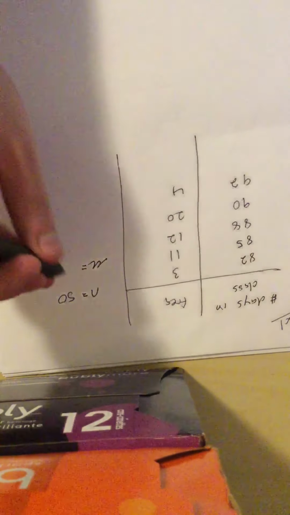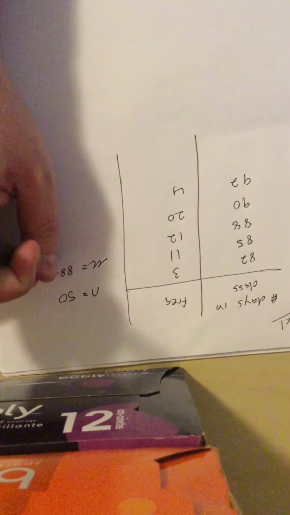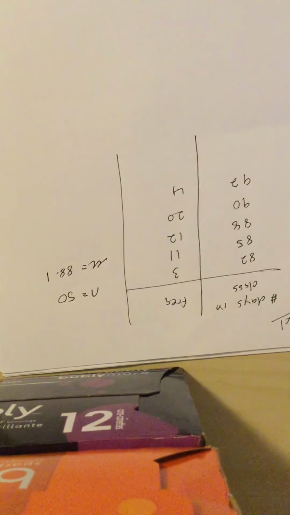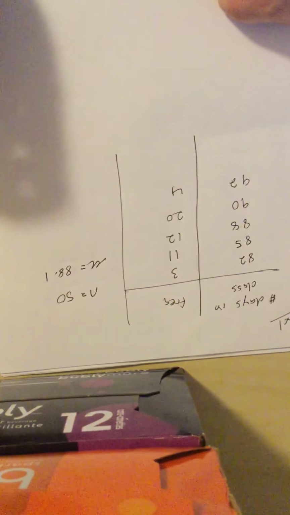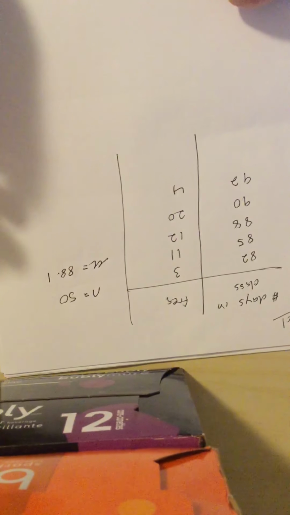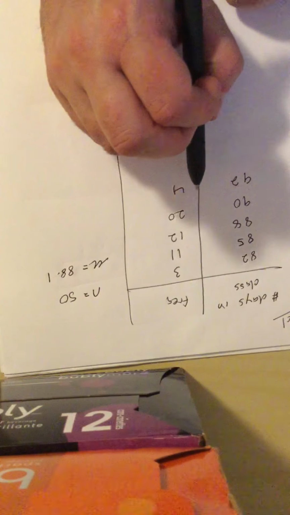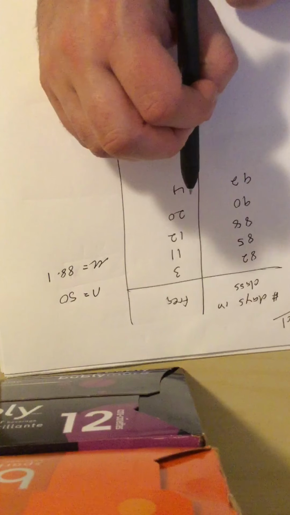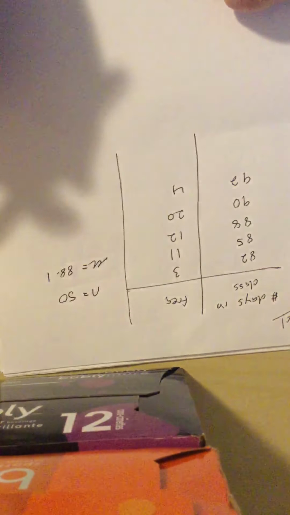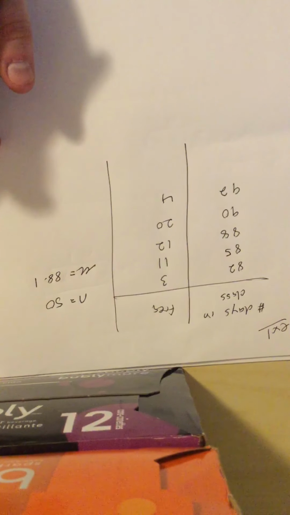Okay, so I'm getting 88.1. Hopefully I'm right. If I'm wrong, let me know, and we'll go about fixing it in some sort of way. We're going to go with that for now. So the mean is 88.1.